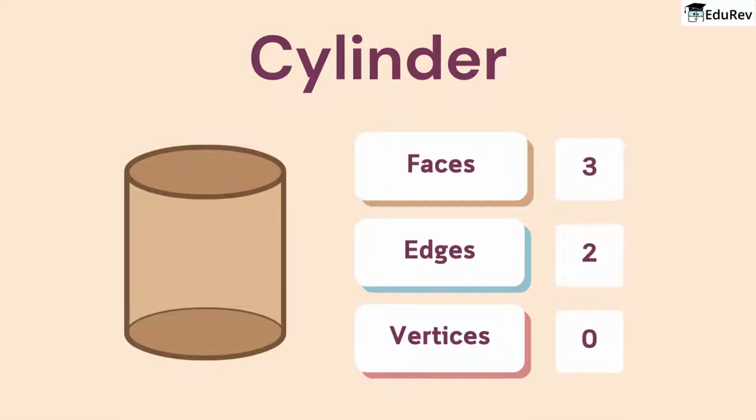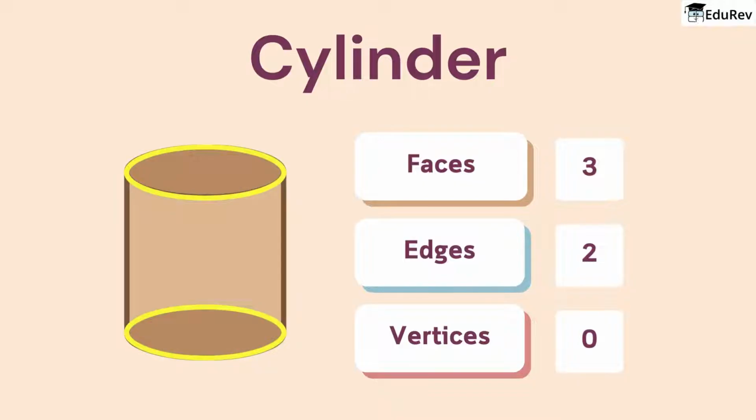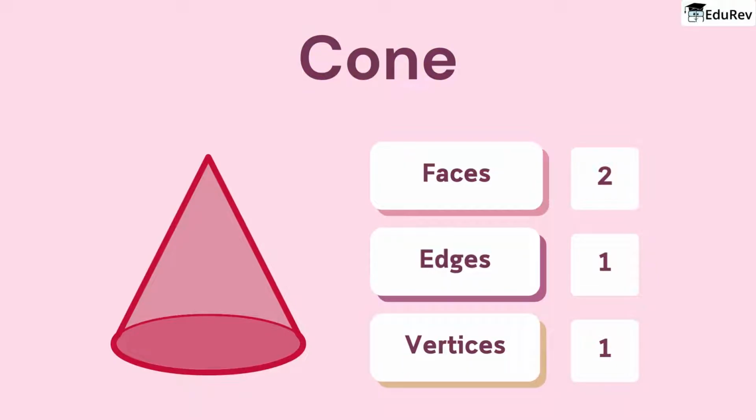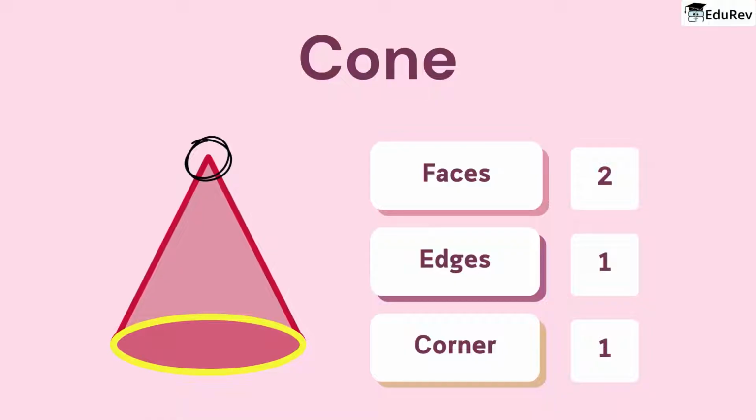How many faces does this cylinder have? It has 3 faces. See, one at the top, one at the bottom, and one here in the middle. It also does not have any corners. But it has edges. Can you point out where? Yes, one edge here and one edge here. How many faces does the cone have? It has one face here at the bottom and one face here. It has a very pointy corner, so it has one corner as well. It also has an edge here at the bottom.